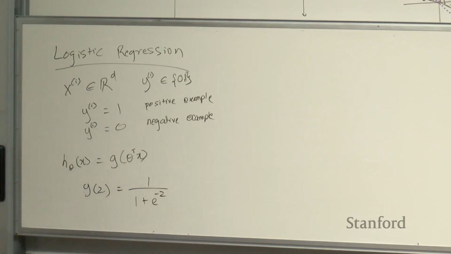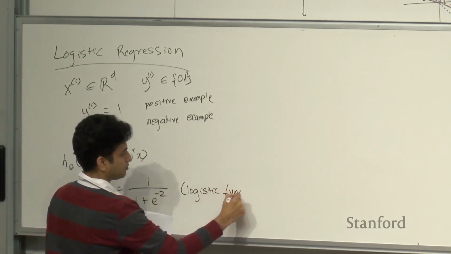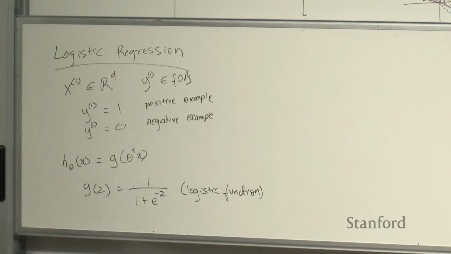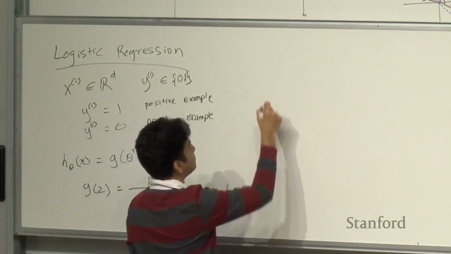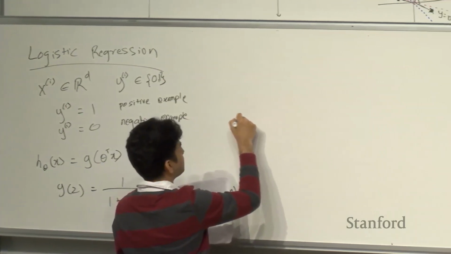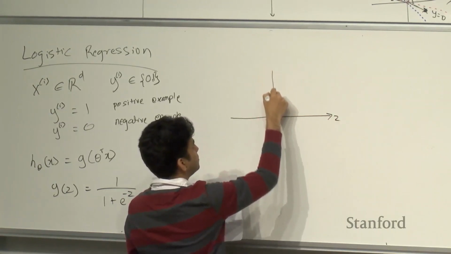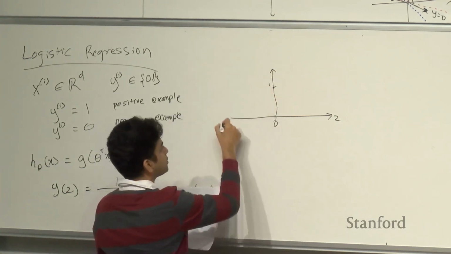Right? This function g of z, which has the form 1 over 1 plus e to the minus z, is also called the logistic function, which is basically why this algorithm is called logistic regression. And it actually looks somewhat like the perceptron's g function. So g of z looks something like this. Supposing this is z, 0, this is 1. Right? So g of z looks something like this.